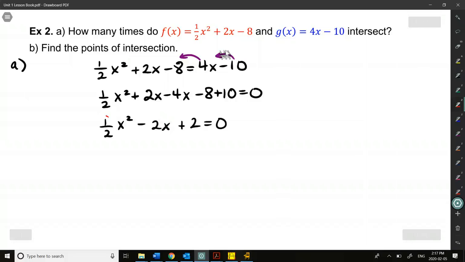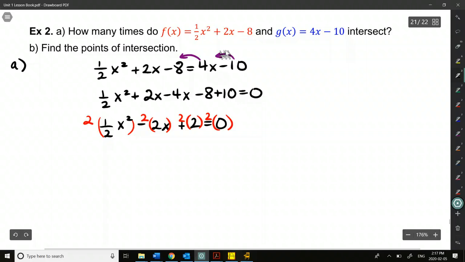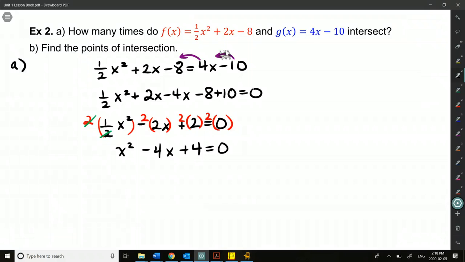Quick little trick. If you don't want to have to deal with this, you're just going to multiply every term by the denominator to eliminate that fraction. So I'm going to multiply each term by 2. Same with the 0 even. And then what happens with the first term here is these actually cancel. So I'm just left with a regular x squared there, minus 4x plus 4 equals 0. Okay, I just made my life like 10 times easier right there.